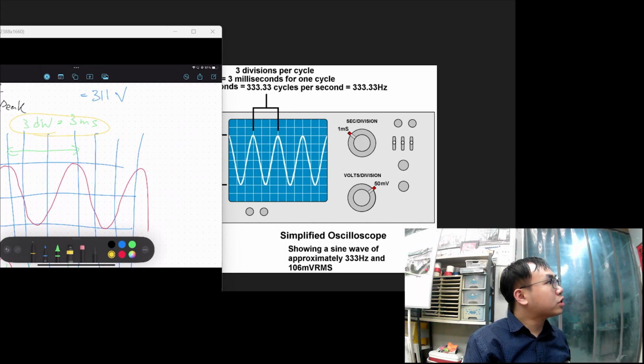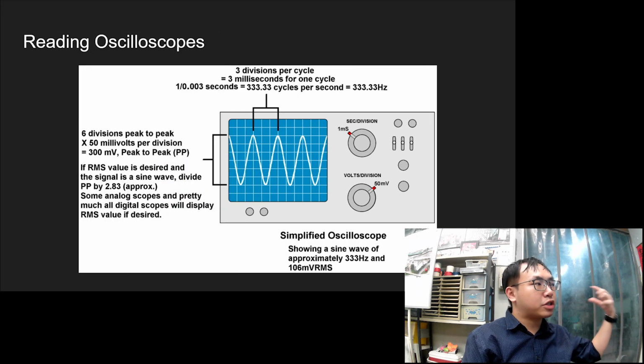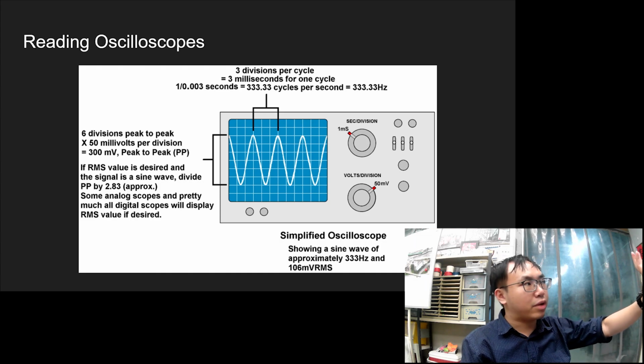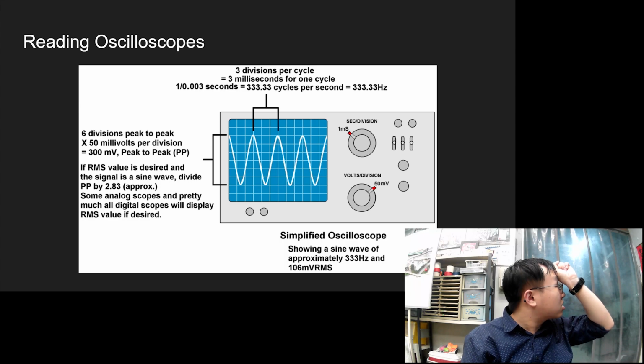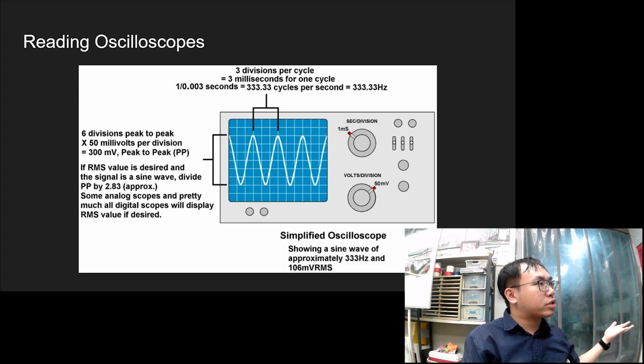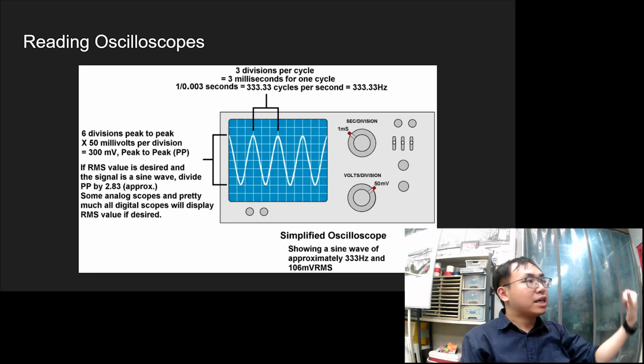Okay. And for voltage, how do you do it? Voltage is much easier. They won't give you a diagram like this. They will give you a value beside it, telling you how much is 1 division. Like this one, 1 division is 50 millivolts. So you have to do the readings. Let's see how many divisions it takes for the peak to peak. 1, 2, 3, 4, 5, 6. 6 divisions for peak to peak. So it is 3 divisions for peak.